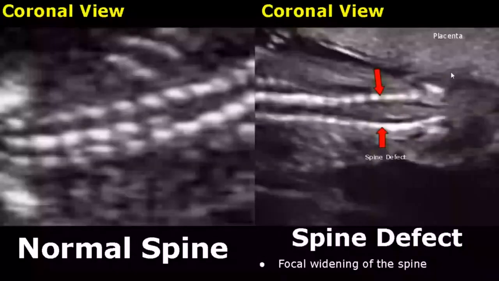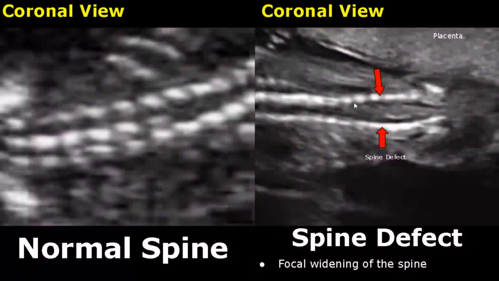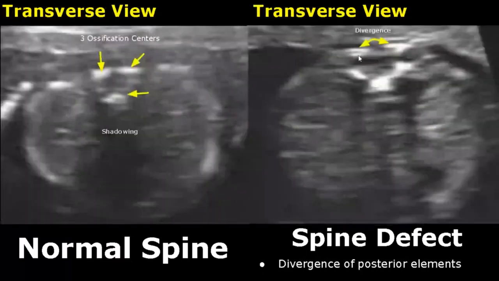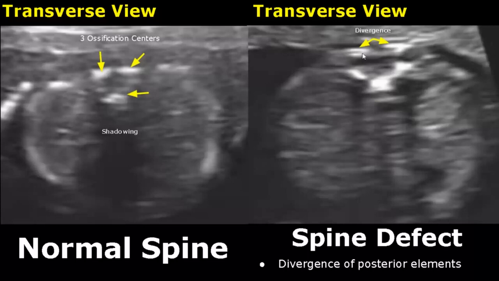This is a coronal view showing a spine defect. There is splaying of the posterior elements causing widening of the spine in this region. In the transverse view, the posterior elements are facing outward, whereas in the normal image they are facing inward.